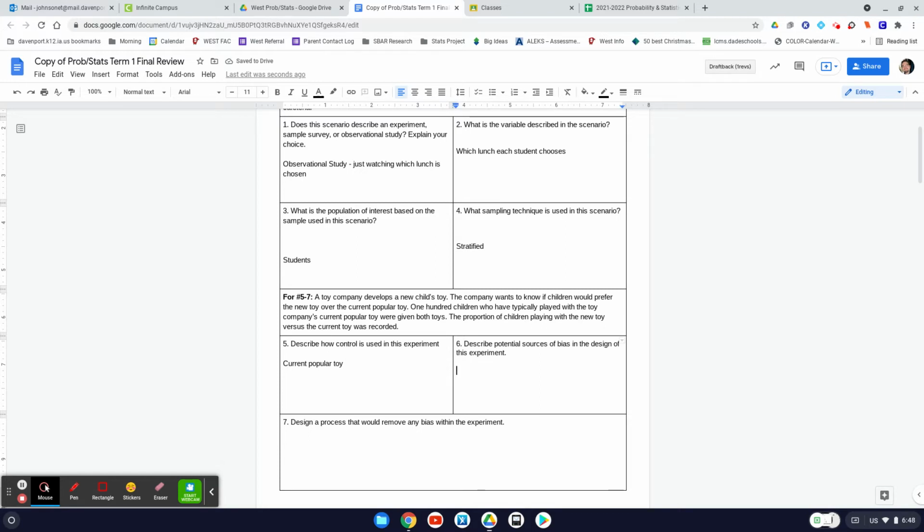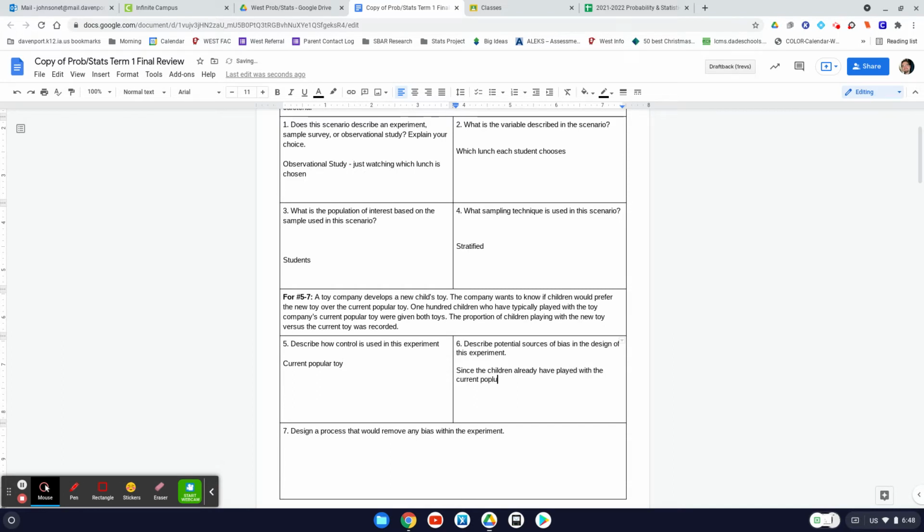Now, there are multiple issues that could arise from this. So this is just an example. Since the children already have played with the current popular toy, they are more likely to play with the new toy as they already know what the other toy is.